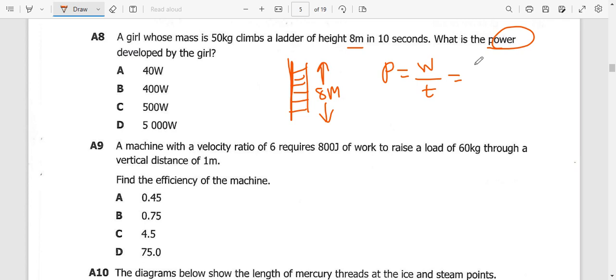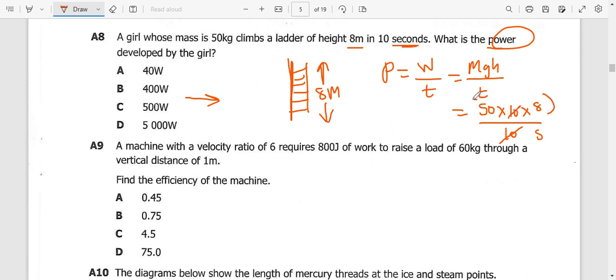Force times distance. Okay, what if something is going up? Because force and distance you are going to use when you are talking of something like this. Work is equal to mass times gravity times height. Good. And then divided by the time. So mass, the girl they've told us is 50 kg, times gravity, which is 10, times the height, which is 8, and then divided by the time, which is also 10. So see, this time will cancel with this time. The time should always be in seconds. Make sure that the time is in seconds.